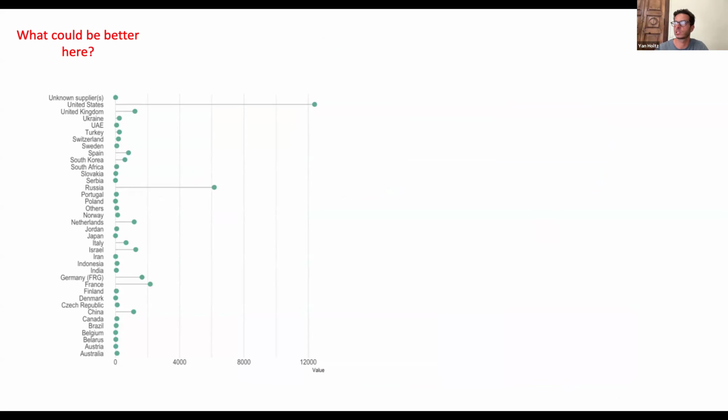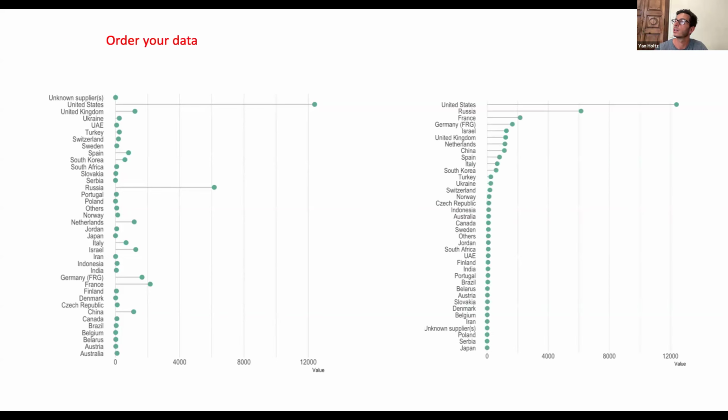This chart is very disappointing because if I tell you, what's the 5th country in the ranking, it's very hard to tell. Instead, it's so important to rank your data because it gives you a much clearer story about what's happening. So order your data. Very, very simple to do, very efficient.